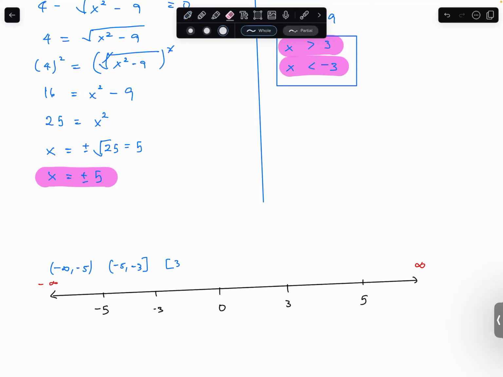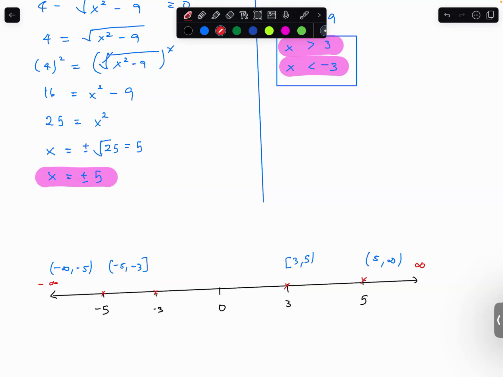Sorry, so it's not defined here. So let's write it here from -3 to 3, 3 included, to 5. And then we have from 5 to infinity. So this point, this point, this point, and this point, and everything in between.